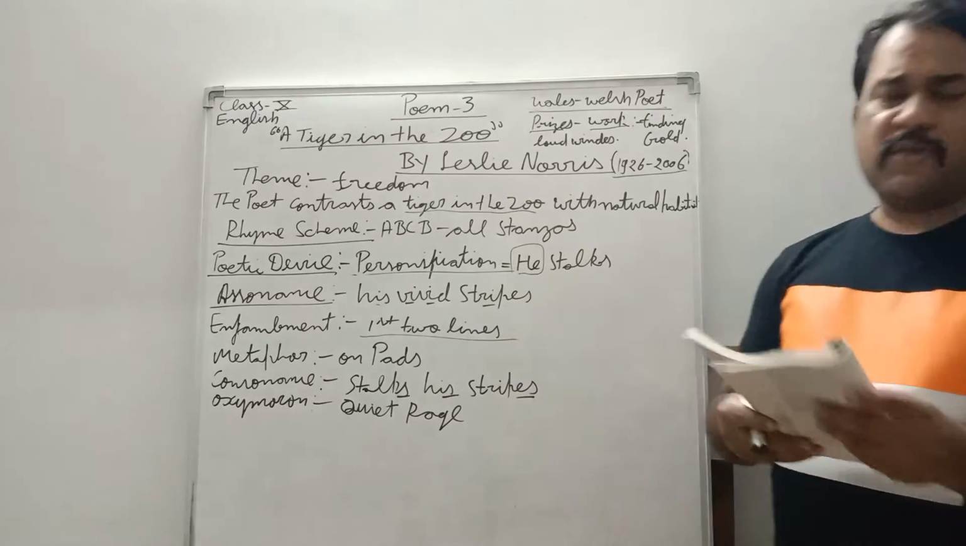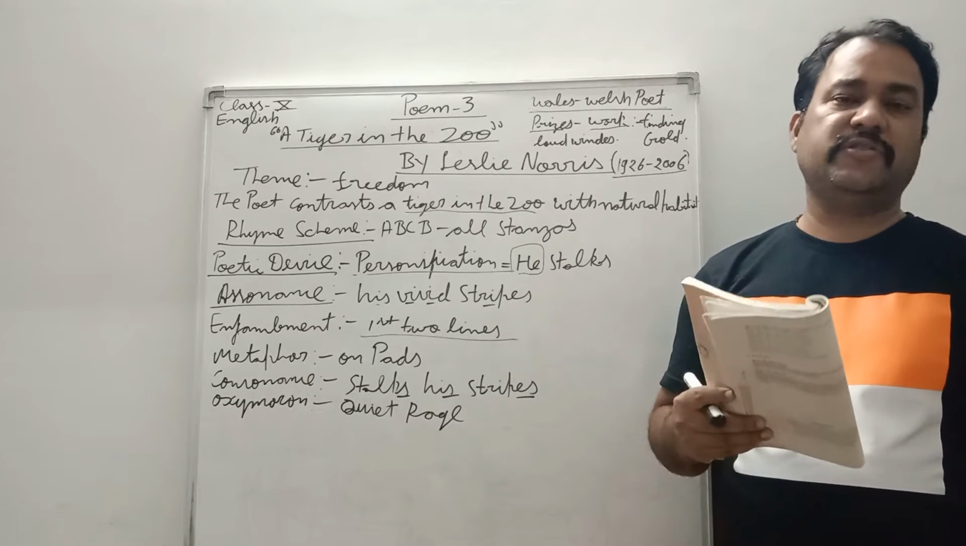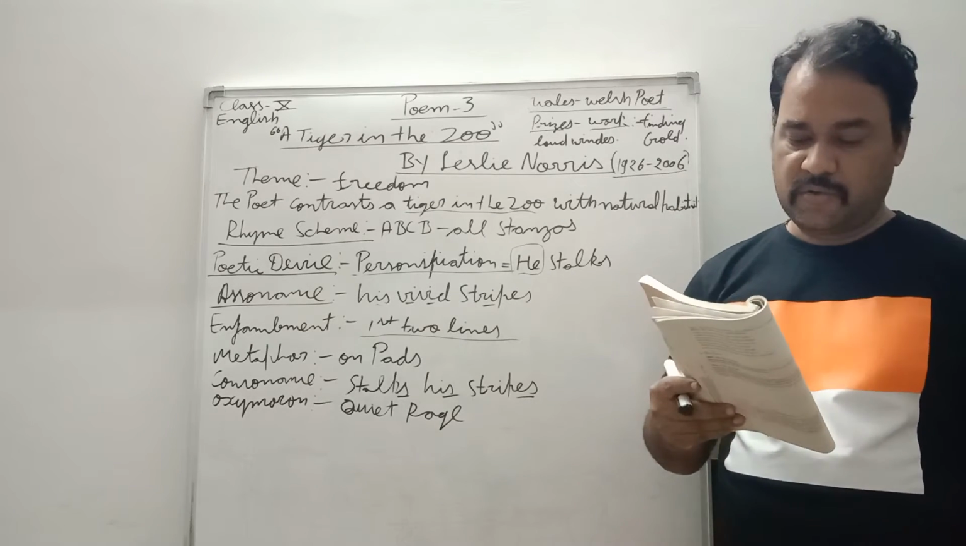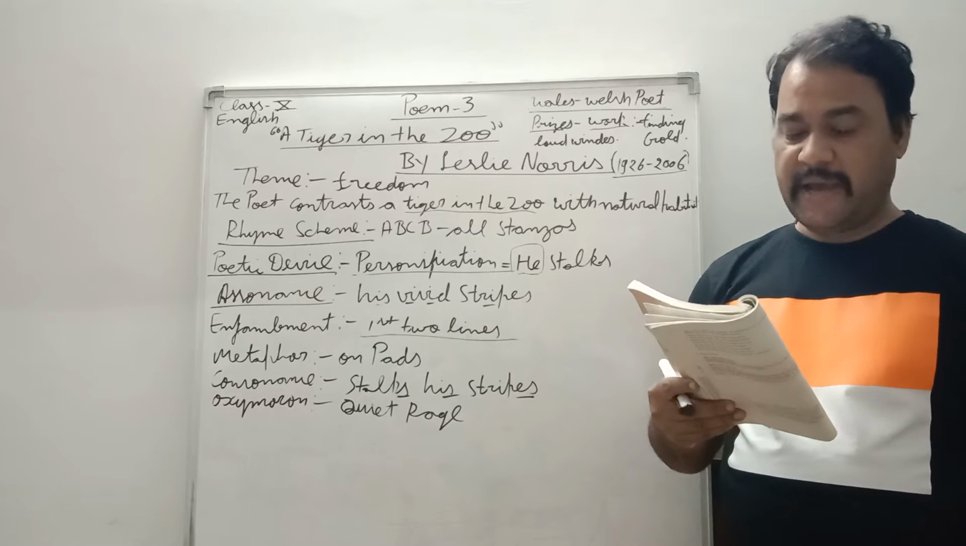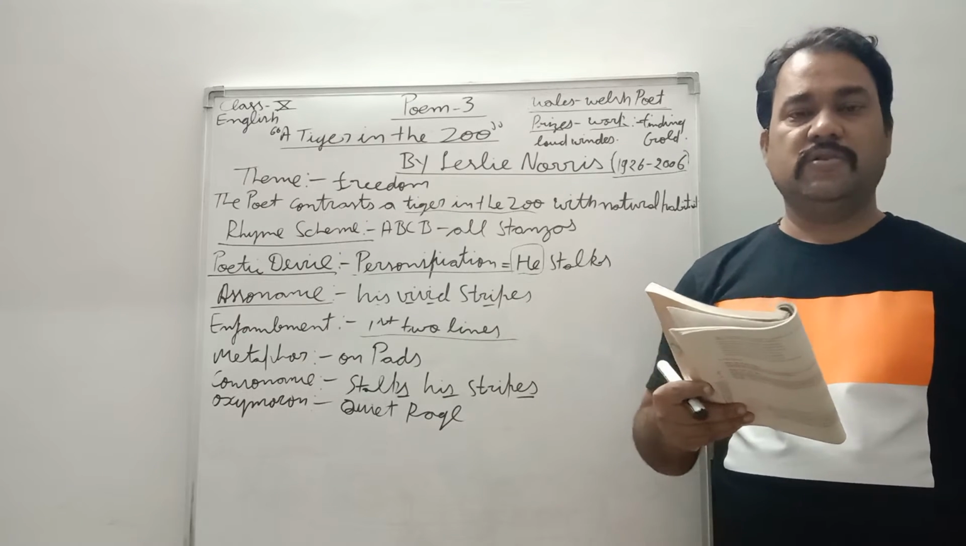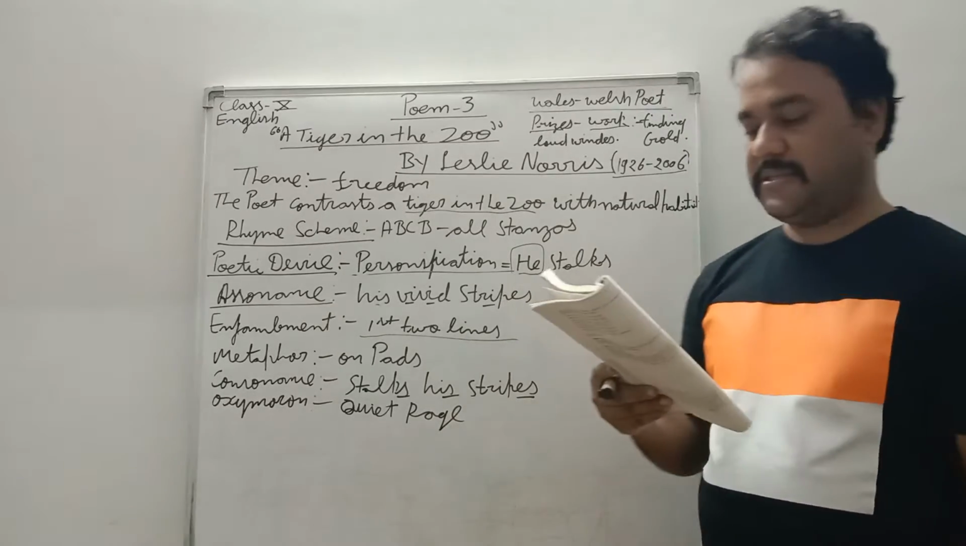This poem contrasts a tiger in the zoo with the tiger in its natural habitat. As I already told you, the poem moves from the zoo to the jungle and back again to the zoo. Now we shall read this poem line by line, stanza by stanza.